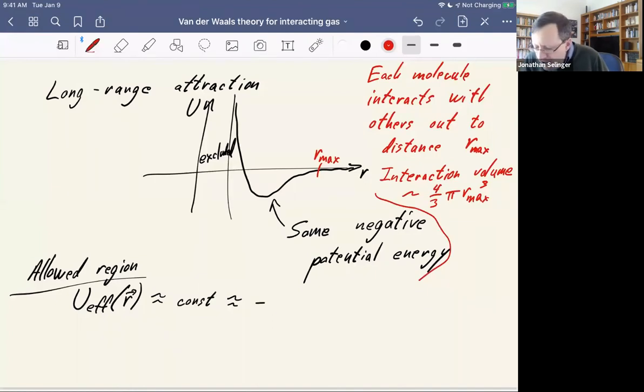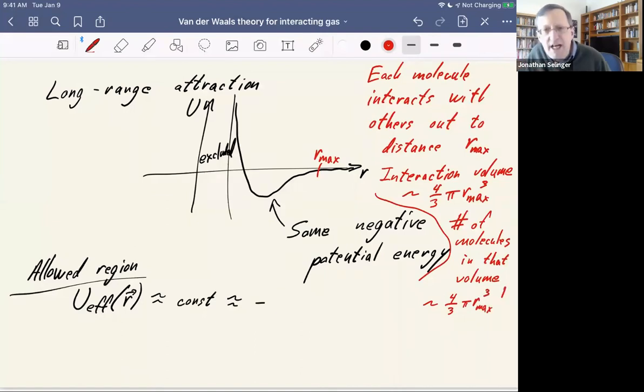Well, that's about the volume times the density of other molecules. So the number of molecules in that volume, that is something like 4/3 pi R max cubed times N over V, because N over V is the density of other molecules. And now this has the right dimensions, right? It's dimensionless as it should be. It's just a number of molecules.